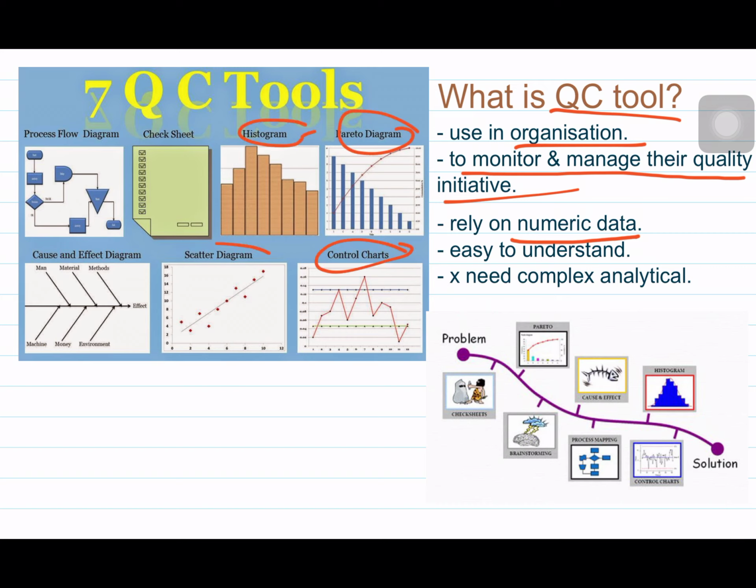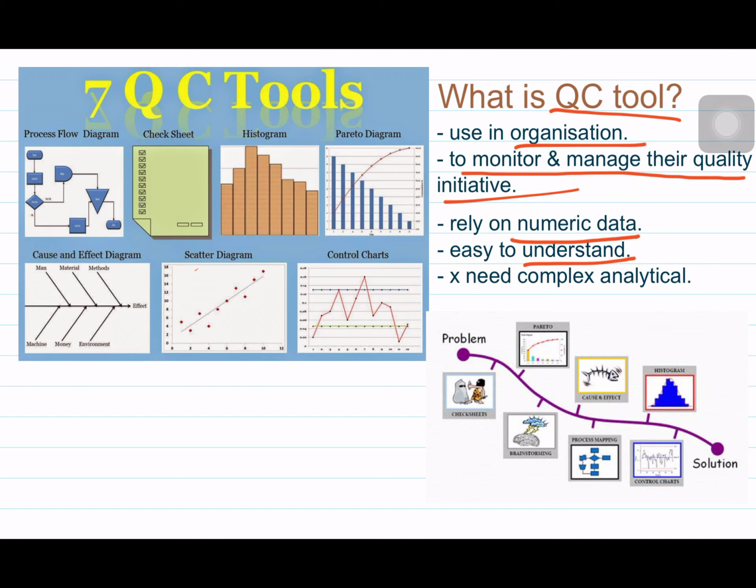Mostly the QC tools rely on numeric data, like the histogram, the Pareto diagram, the control chart, scatter diagram, check sheet. Those graphs or diagrams mostly depend on numeric data, and they are also very easy for us to understand. We just have to observe the changes inside the graph, and then we know what's going to happen, and we can find the reason or the main root from the graph and the diagram.